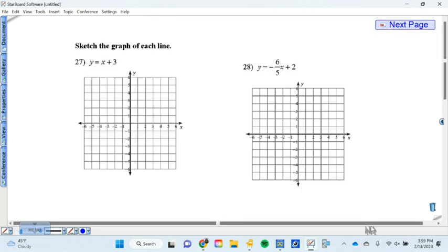Okay? So we start on this side. Now I have two variables back here. Number 27, it's just an equation. And what form is that equation in?